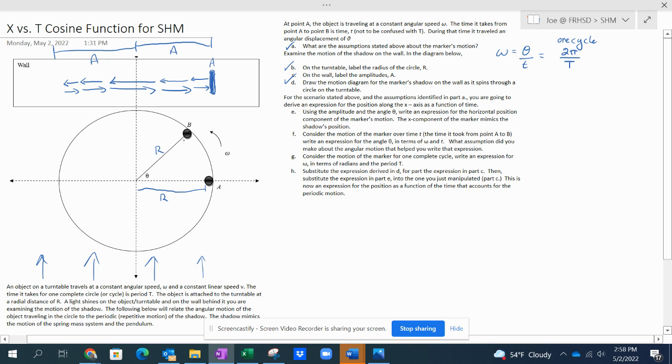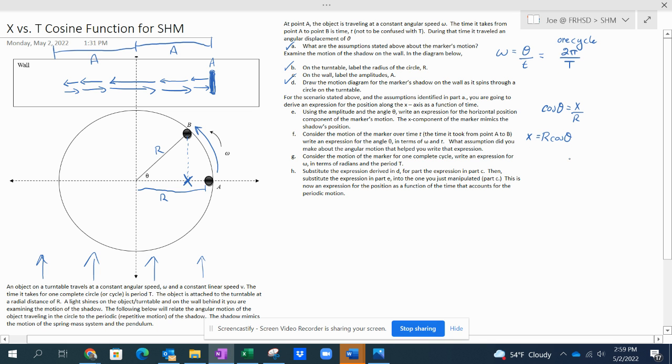Using the amplitude and the angle, write an expression for the horizontal position. We want to know the horizontal position as this object goes from A to B. So I want to know this horizontal location given the radius and the angle. The best choice for this would be cosine of theta is equal to x over r, or r cosine theta is equal to x.